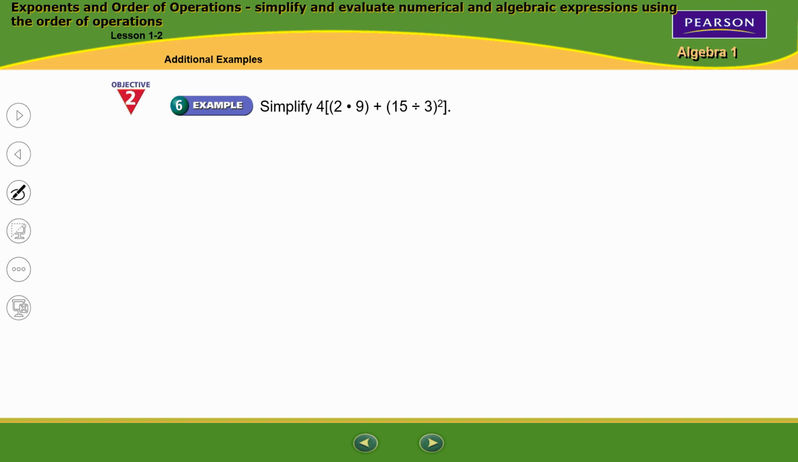Simplify 4 times bracket, parenthesis, 2 times 9, plus 15 divided by 3, quantity, squared, close bracket. Brackets and parentheses, basically the same thing, y'all. So we got to start on the innermost parentheses that we see. So we can start here, and we can start here. Follow the order of operations each time. A good thing to do would be to write the order of operations on each slide. You actually even might want to write this following acronym, I think it's called, PEMDAS: parentheses, exponents, multiplication, division, addition, subtraction. So, first step, 2 times 9 is 18.